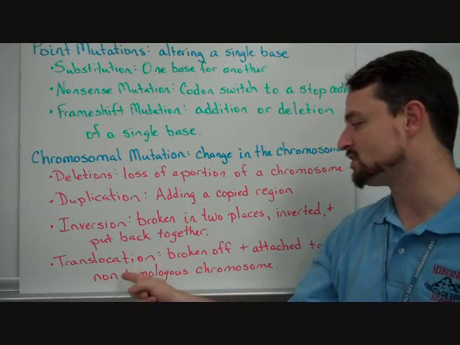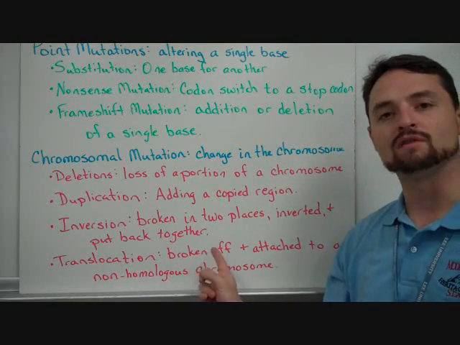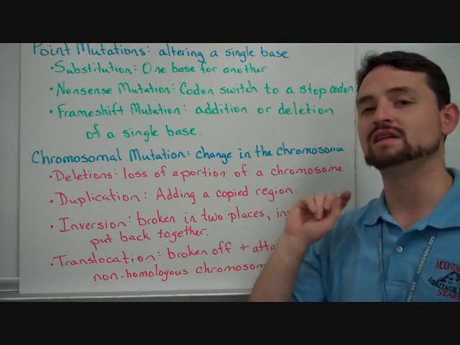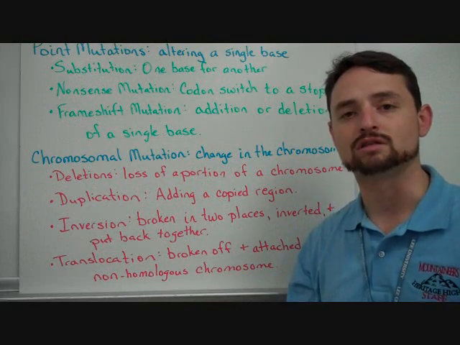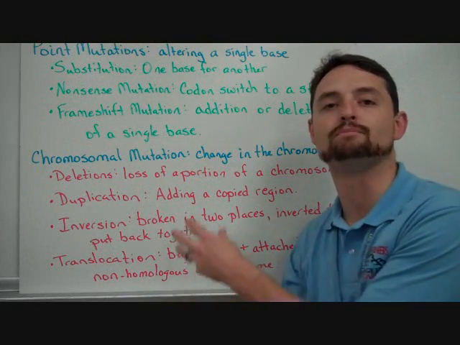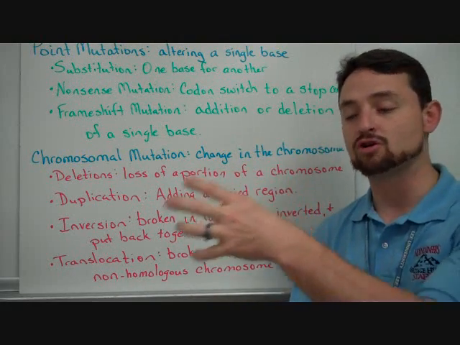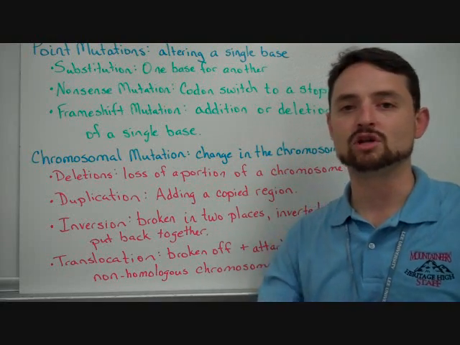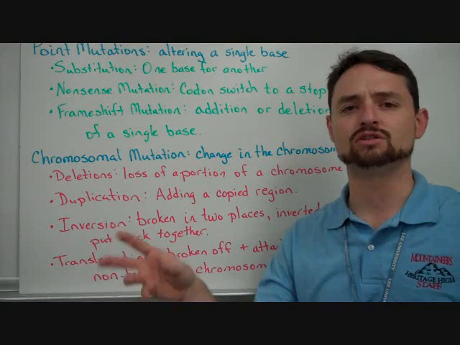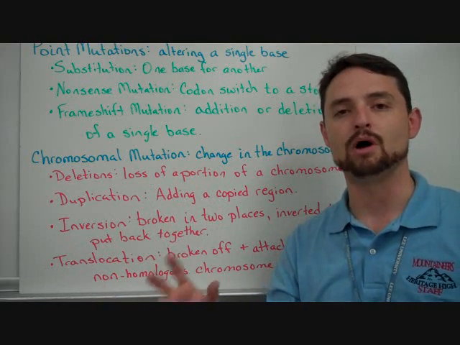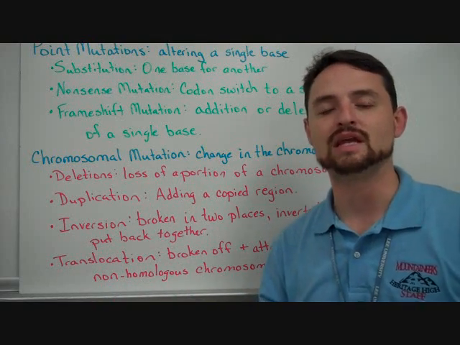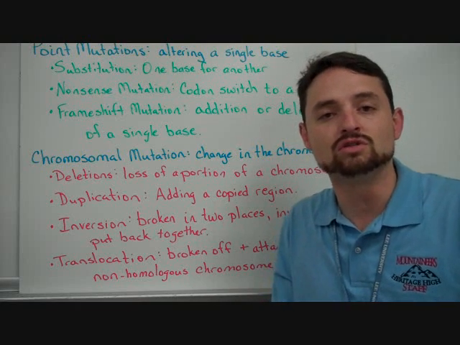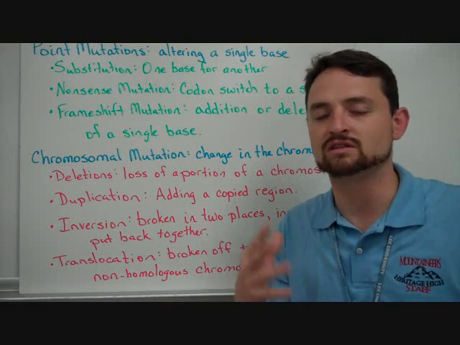And then finally, translocation, where part of a chromosome is broken off and then attached to another non-homologous chromosome. So let's say part of chromosome number 1 breaks off and is attached to chromosome number 4. Now you've got different signals and different expressions and possibly different promoters and that sort of thing. That gene may never get used again because it's over there and it doesn't make sense anymore.